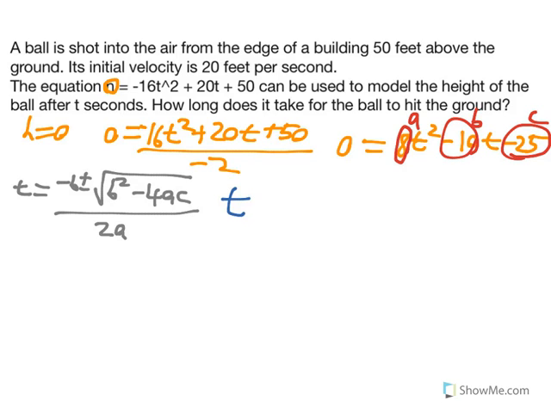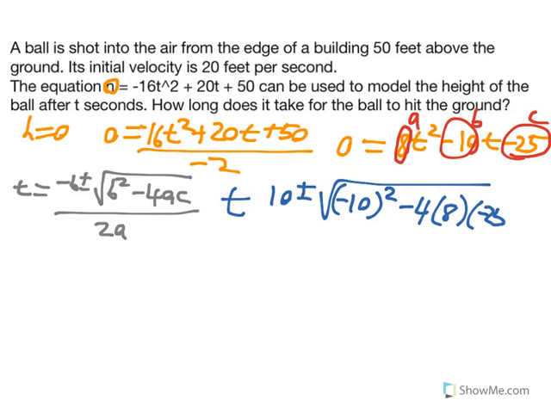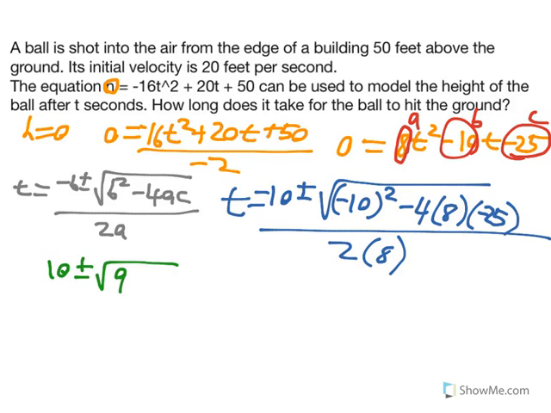Alright, so now let's plug in our terms a, b, and c. We're going to get 10, because negative 10 is positive 10, plus or minus the square root of negative 10 squared minus 4 times 8 times negative 25, all over 2 times 8. This will simplify down to 10 plus or minus the square root of 900 over 16, which then simplifies again to 10 plus or minus 30 over 16.